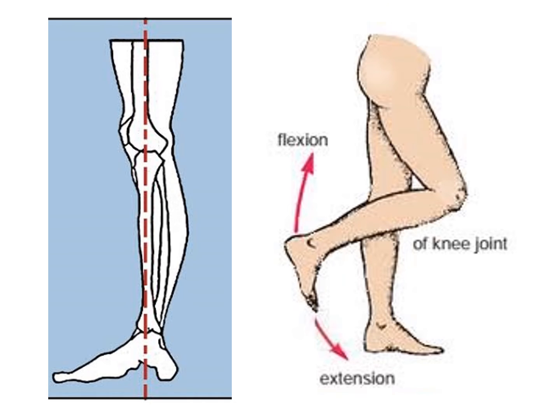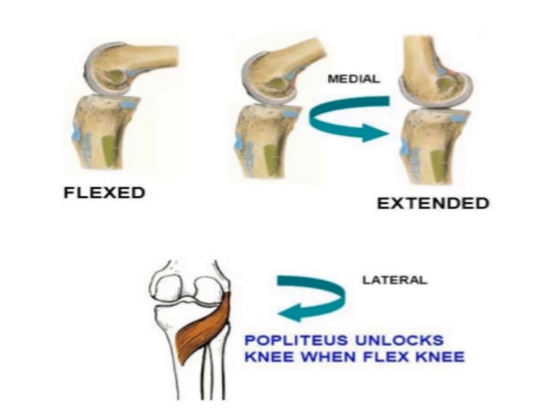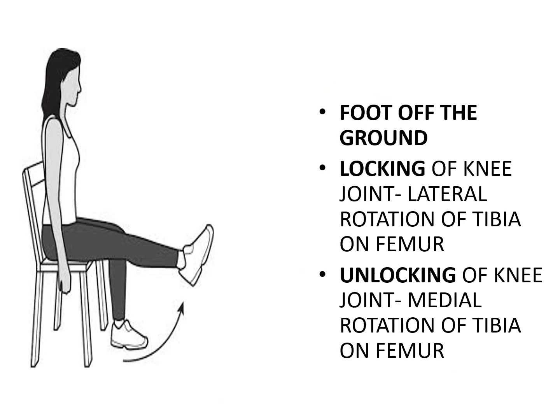Again, this was to show the extension and flexion of the knee joint. In this slide we can see that the popliteus muscle helps in unlocking the knee joint. For locking it was vastus medialis. So far we discussed locking and unlocking of the knee joint when the foot was on the ground. Now we will see when the foot is off the ground.